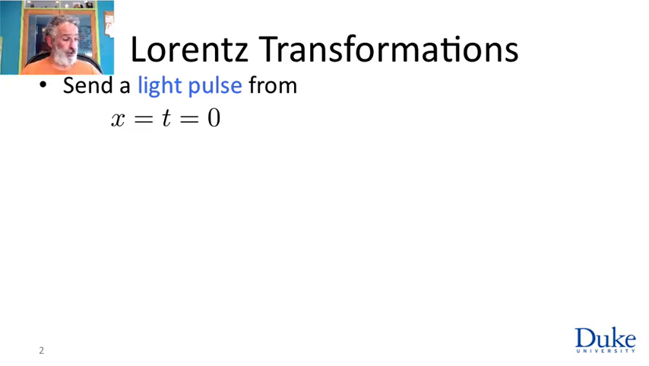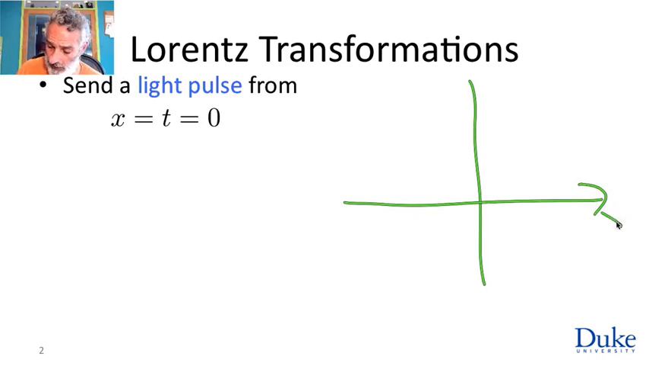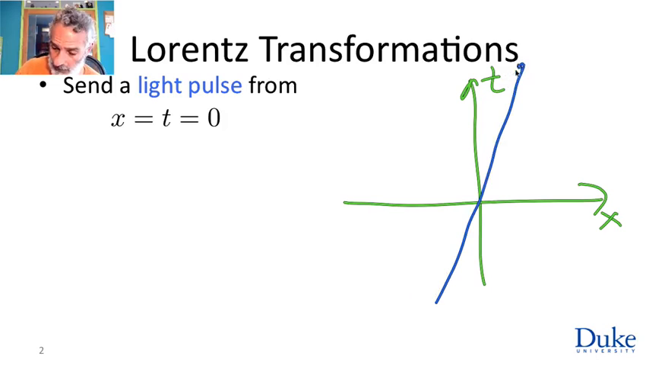We take our two observers. Remember, we had our two observers, the green axes and the blue axes. So we have one observer, X and T, whose measurements will be represented in black. And we have another observer, which was the blue observer, who is moving relative to the first observer at some speed. So this is the T prime axis.